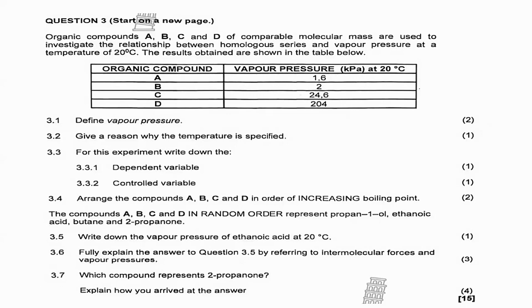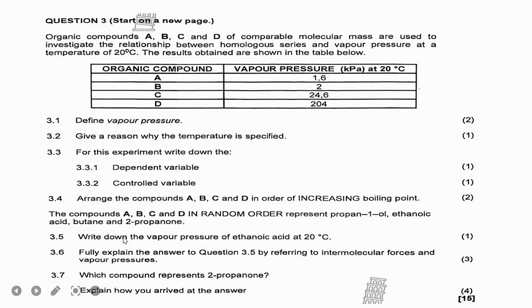Then let's check: the compounds A, B, C, and D in random order represent propan-1-ol, ethanoic acid, butane, and 2-propanone. Now when they say in random order, they're not saying that A is propan-1-ol, they're not saying that B is ethanoic acid. It's just in random order, so it can be anyhow.